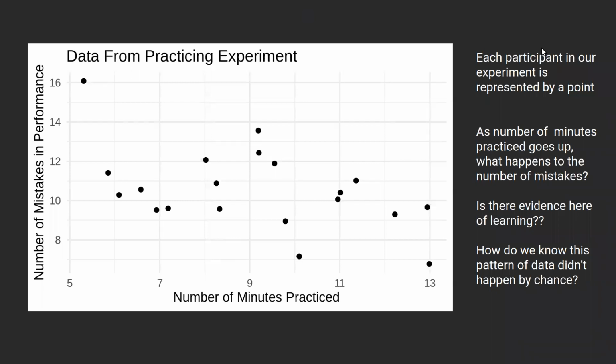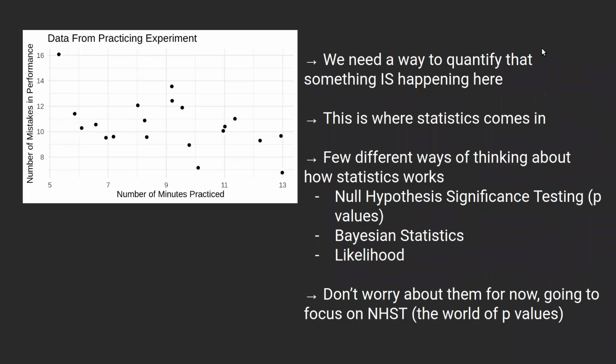Looking at our next slide here. It's important that we look at this data, and we're just looking at raw data, even though it's a lot easier now in the sense that it's not in a spreadsheet. We need to be able to quantify that something is happening here, right? We look at the data and it looks like as number of minutes practiced increases, the number of mistakes in performance decreases, which is what we wanted, right? That's what someone said was going to be our hypothesis.